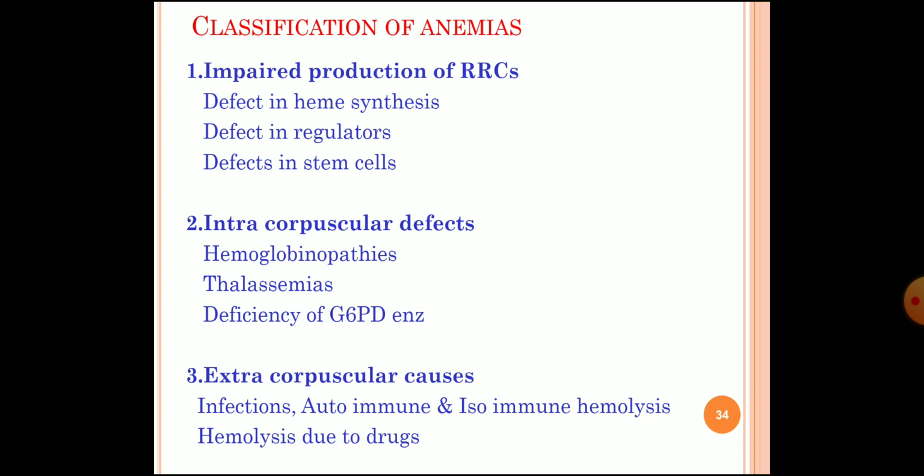What are the causes? Hemoglobinopathy, thalassemia, deficiency of the enzyme G6PD, glucose-6-phosphate dehydrogenase deficiency. All these things you will study during metabolism. Then extracorpuscular causes: some infection, autoimmune disease, then isoimmune hemolysis due to drugs. All this again causes anemia.